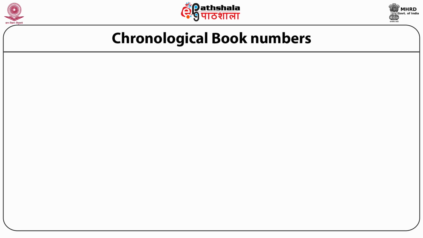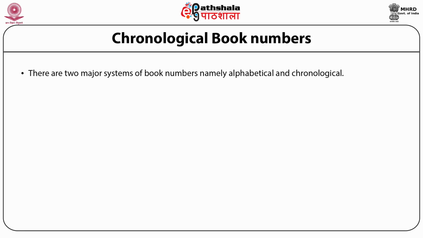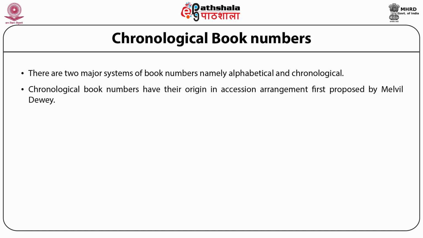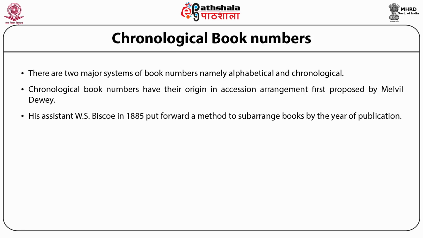Chronological book numbers. As said earlier, there are 2 major systems of book numbers, namely alphabetical and chronological. Chronological, that is year-wise book numbers, have their origin in accession arrangement first proposed by Melville Dewey in the late 19th century. His assistant and friend W.S. Biscoe in the year 1885 put forward a method to sub-arrange books by the year of publication. It has since become an accepted alternative to Cutter's alphabetical arrangement.